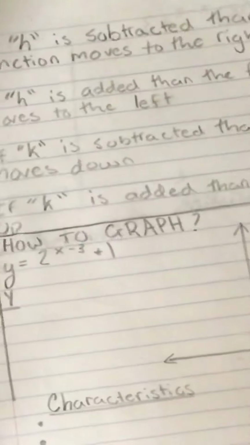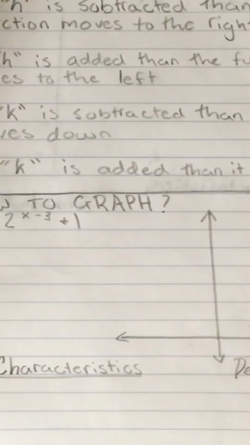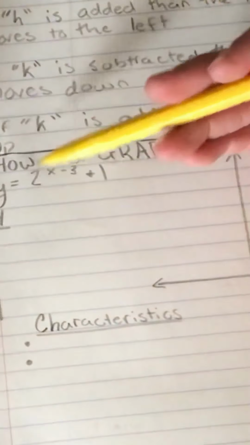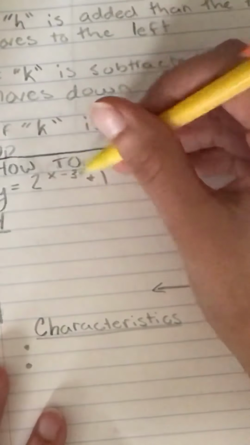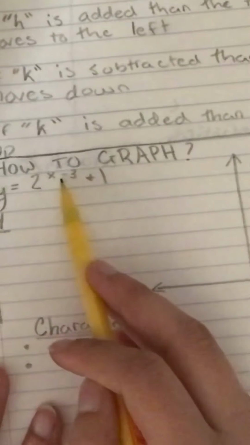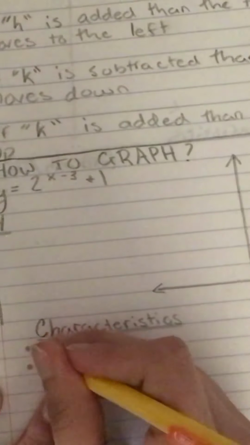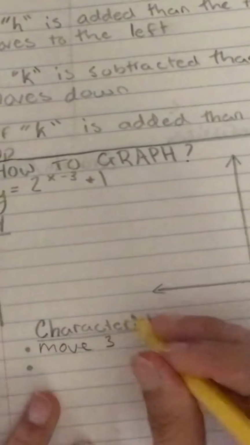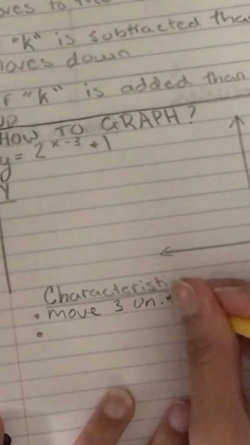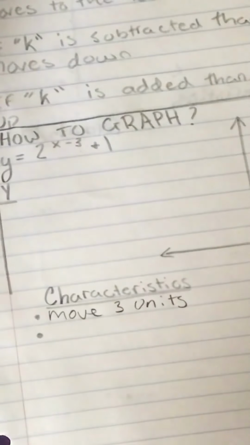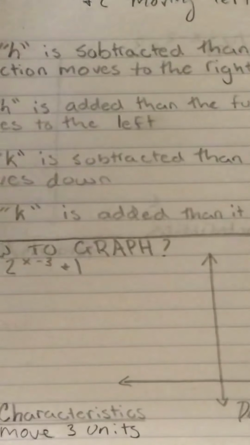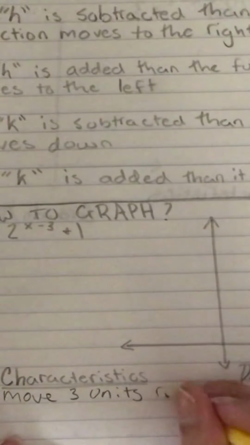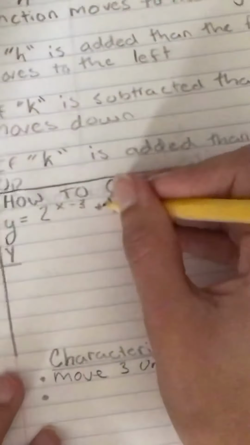Alright, now how do we graph these? We have to find the characteristics. I always do that first, and there are 2 characteristics. You are going to move 3 units, and we would move them, wait, what was it? Oh, it's negative, so we'd move them right. And then we would go up 1.